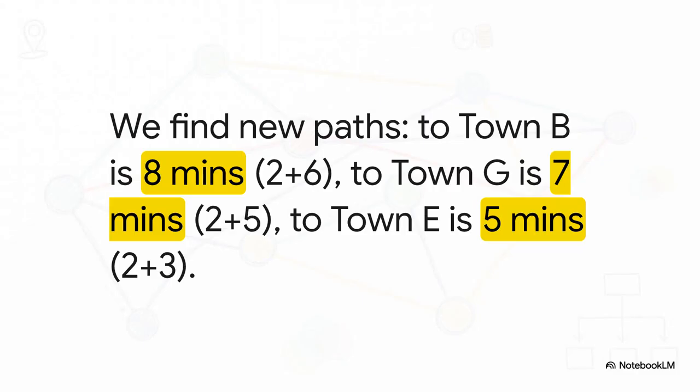And here we go again. Just rinse and repeat from our new spot, Town F. Now remember, it cost us 2 minutes to get here. So from F, the road to Town B takes another 6 minutes. The total cost from the start is 2 plus 6, which is 8. The road to G is 5 minutes, so that's a total of 7. And to get to Town E, it's 3 minutes, making the total 5. Let's update all their labels with these new, better times.